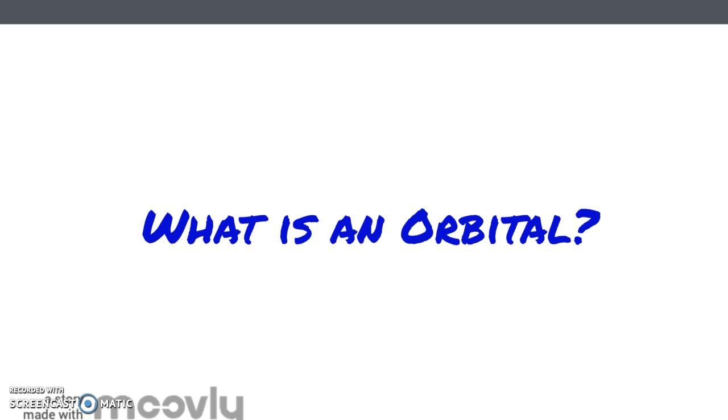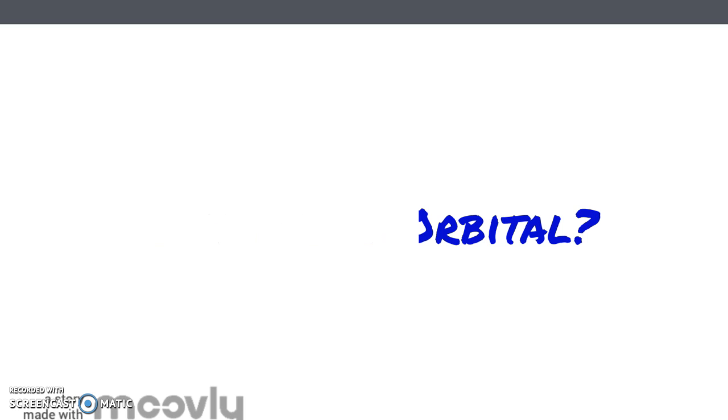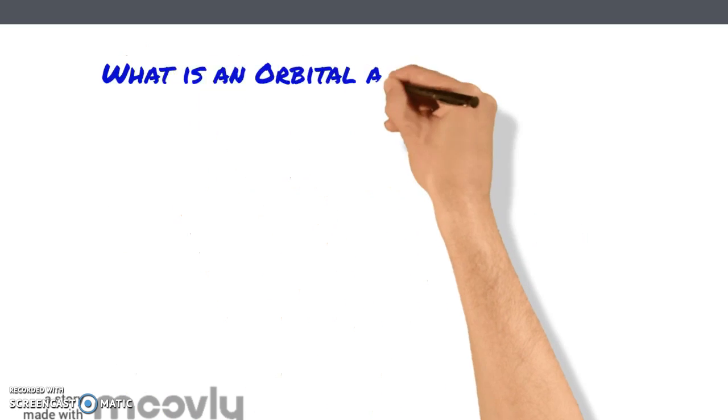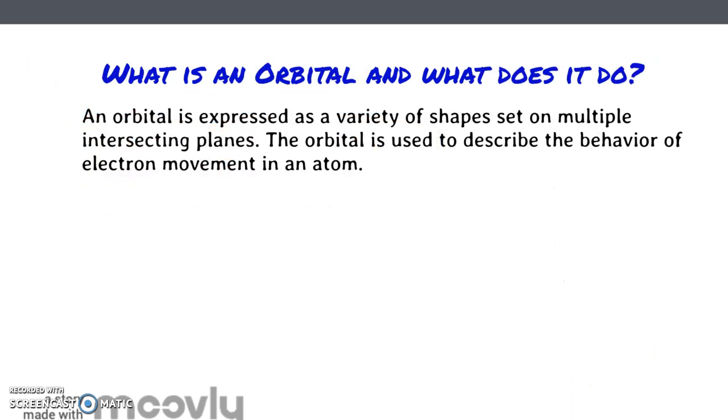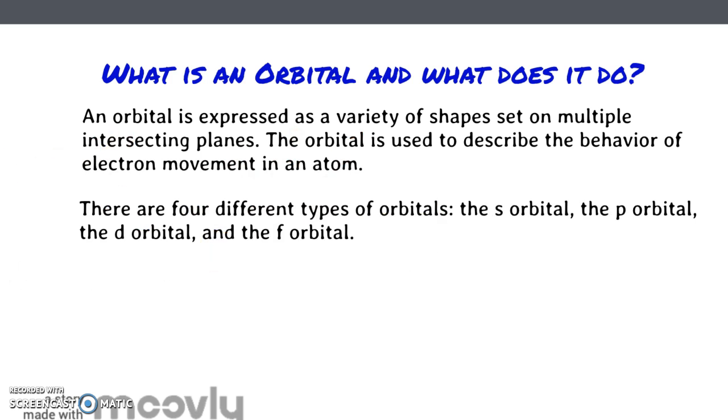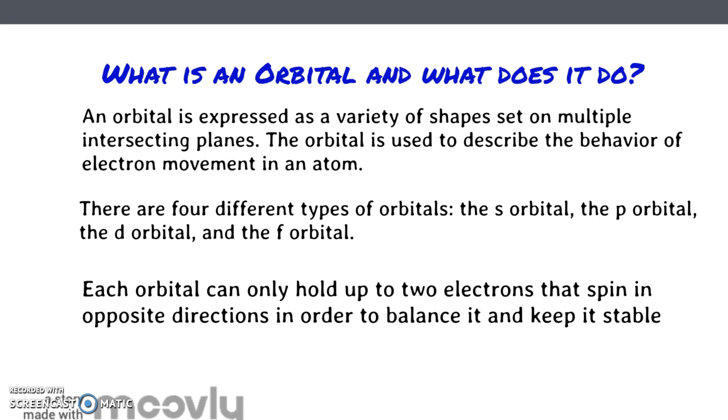So, what is an orbital? Well, what is an orbital and what does it do? An orbital is expressed as a variety of shapes set on multiple intersecting planes. The orbital is used to describe the behavior of electron movement in an atom. There are four different types of orbitals: the s orbital, the p orbital, the d orbital, and the f orbital. Each orbital can only hold up to 2 electrons that spin in opposite directions in order to balance it and keep it stable.